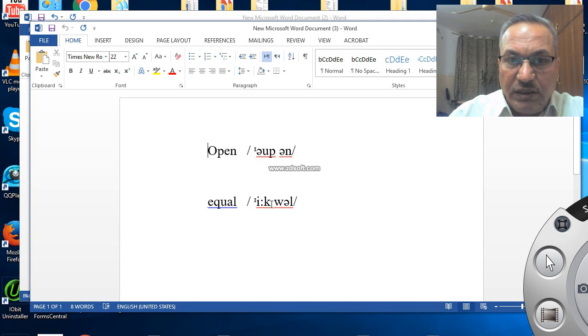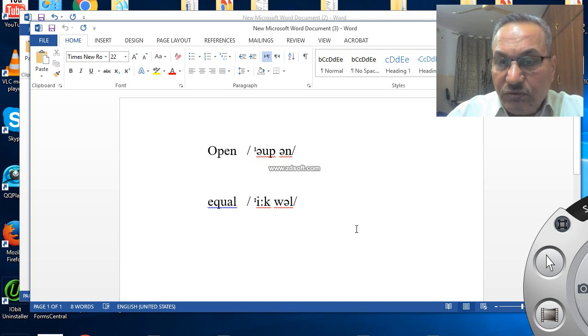And the word equal. The second syllable is weak. Why? Because it contains schwa. And we knew that all syllables that contain schwa are weak syllables. So because the second syllable is weak, the first syllable is stressed. So I repeat, verbs in general tend to be stressed at the end. If the second syllable is weak, the first syllable is stressed.